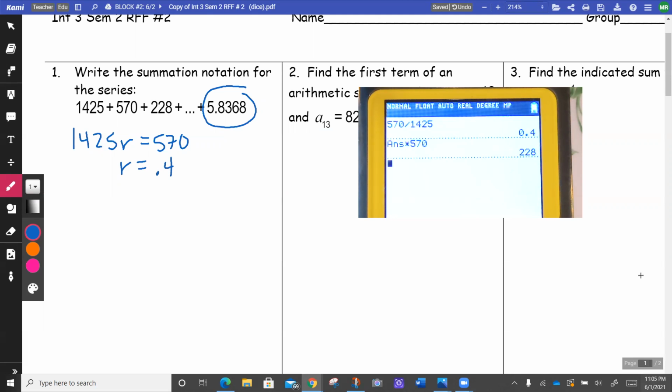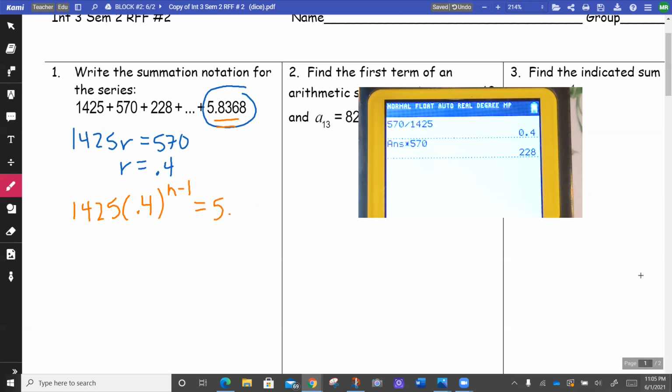Okay. So now I know that in terms of summation notation, the equation is going to be 1425 times 0.4 to the n minus 1. That's going to be my equation. I need to figure out what term the 5.8368 is. So I'm going to set that equal to 5.8368. Okay, all I'm doing right now is finding a sub n.